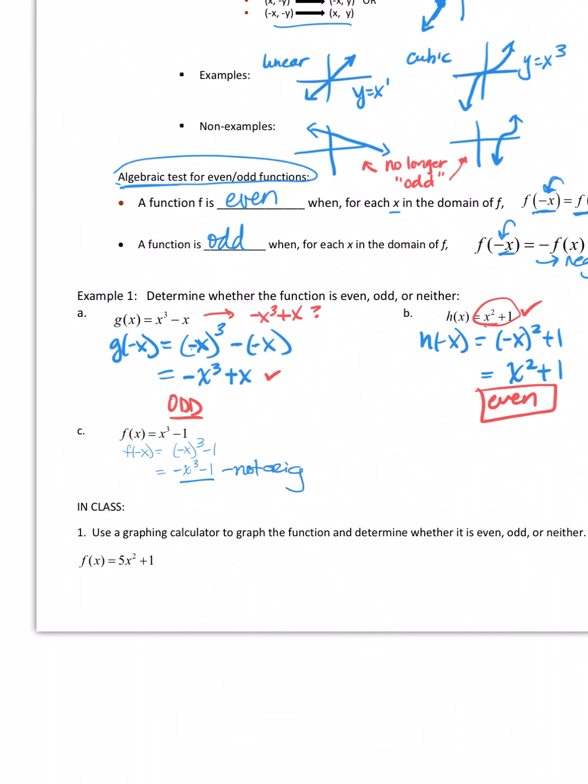Now, is it the negative of this? That would mean, is it negative x cubed plus 1? That's the negative version of that. All I did was change the signs. It's not that either, okay? It's not the negative of f of x. So that just means that this is a neither function.